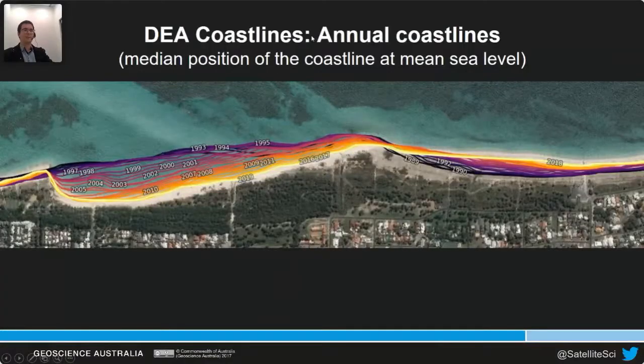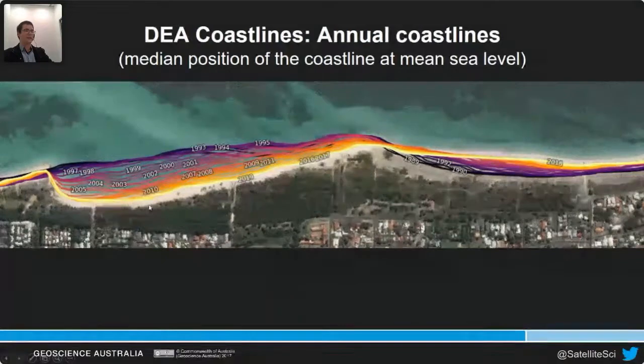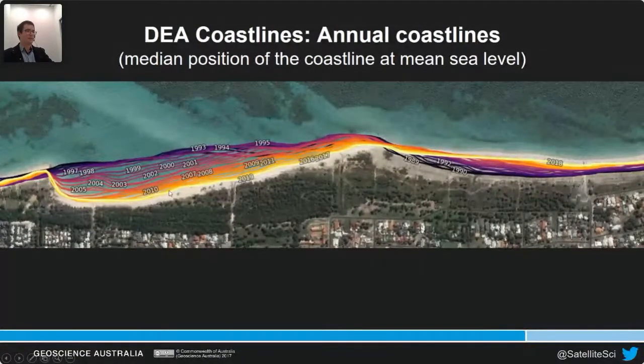So this is all leading into a product that we've just released about a month ago called DEA Coastlines. This product contains three main layers that help you understand different aspects of the coastline. Here is the most detailed layer, which is our annual coastlines. Each of these lines represents the position of the coastline at mean sea level for a given year.